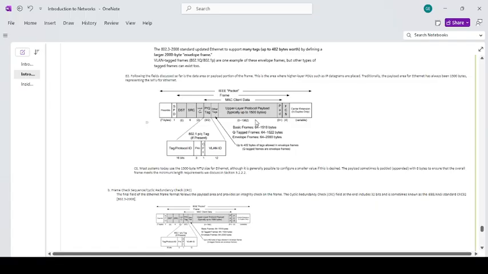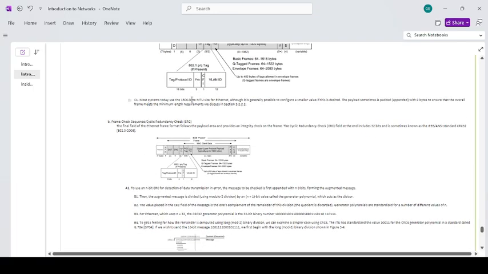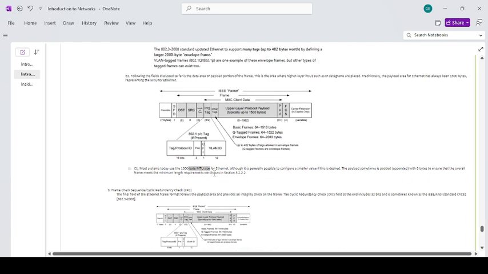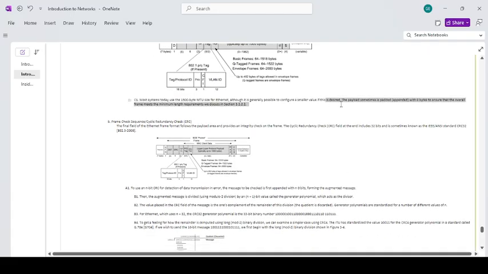So this payload is where the higher layer PDU, such as the IP datagram or the actual IP packet from IP, goes. Traditionally, the payload area for Ethernet has always been 1500 bytes, representing the MTU for Ethernet. Most systems today use the 1500 byte MTU for Ethernet. So most systems use this maximum size, although it is generally possible to configure a smaller value if this is desired.